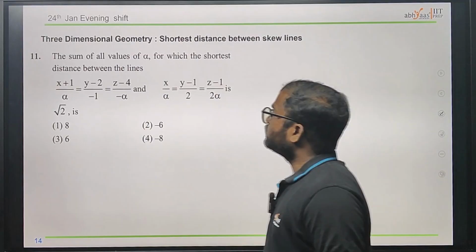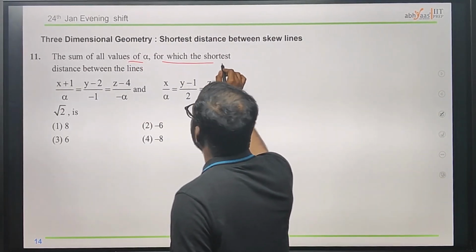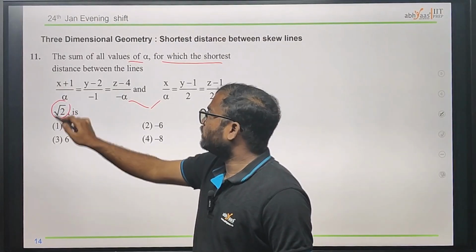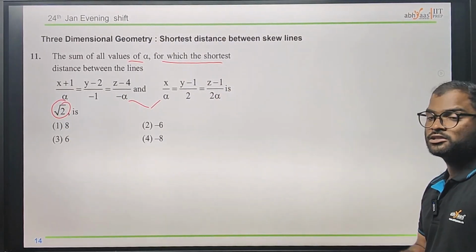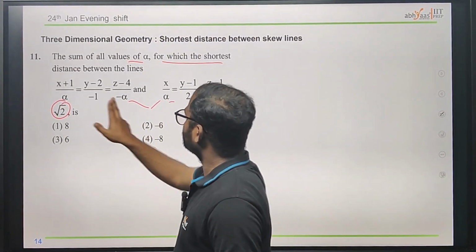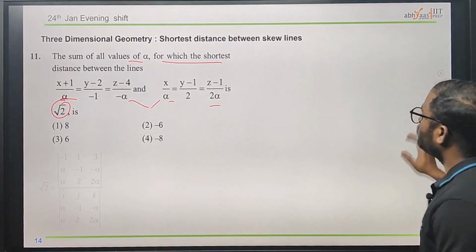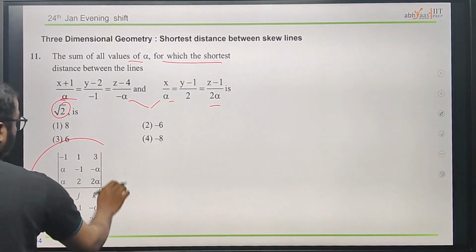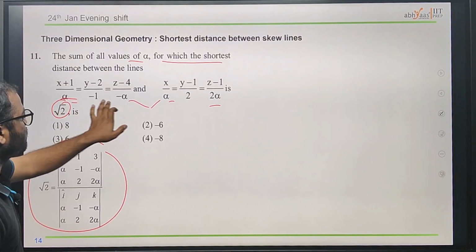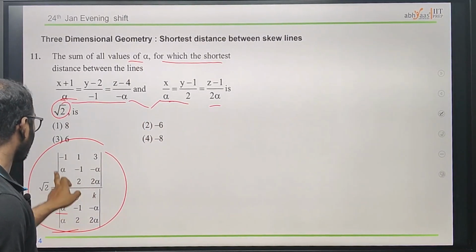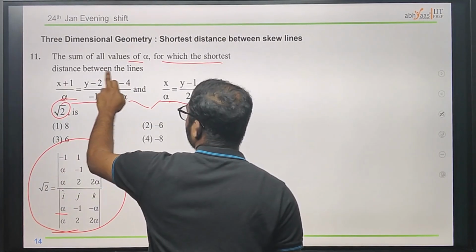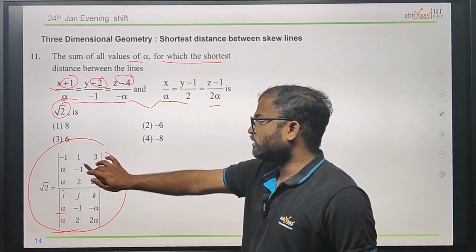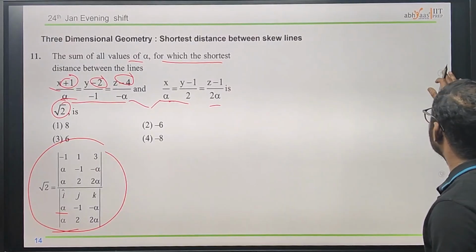Now, seeing the sum of values of alpha, where the shortest distance between these two lines is root 2, as they have given. We need to find the sum of all values of alpha. First, using the shortest distance formula, we have the direction ratios of these two lines and x2 minus x1. Whatever points we have, we can do x2 minus x1, y2 minus y1, and z2 minus z1, and we can easily find the shortest distance.